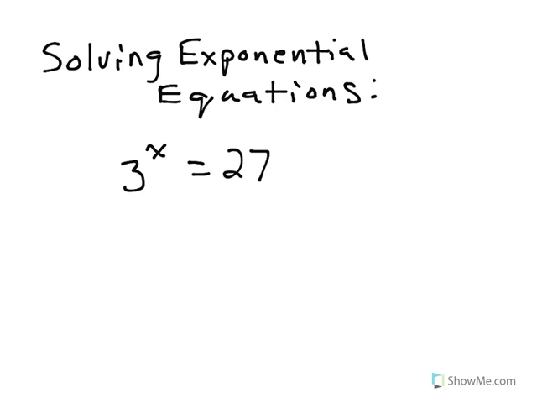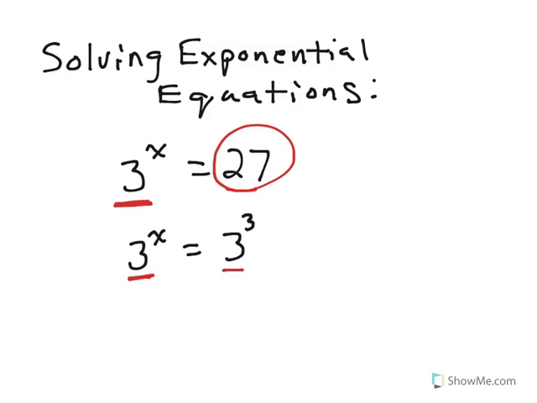Solving exponential equations. For example, we have 3 to the power of x equals 27. Our base here is 3. So let's rewrite 27 with a base of 3. And that would give us 3 to the third power. Since our bases are now exactly the same, our exponents must be equal. So we have x equals 3.